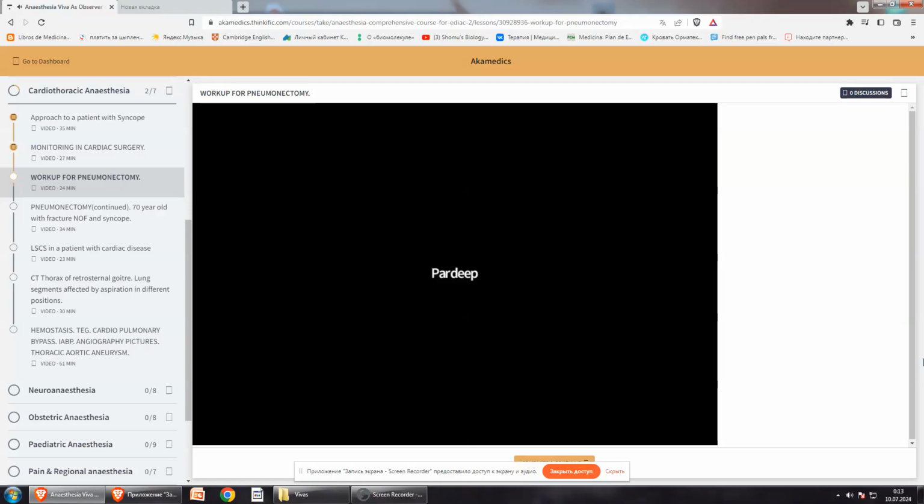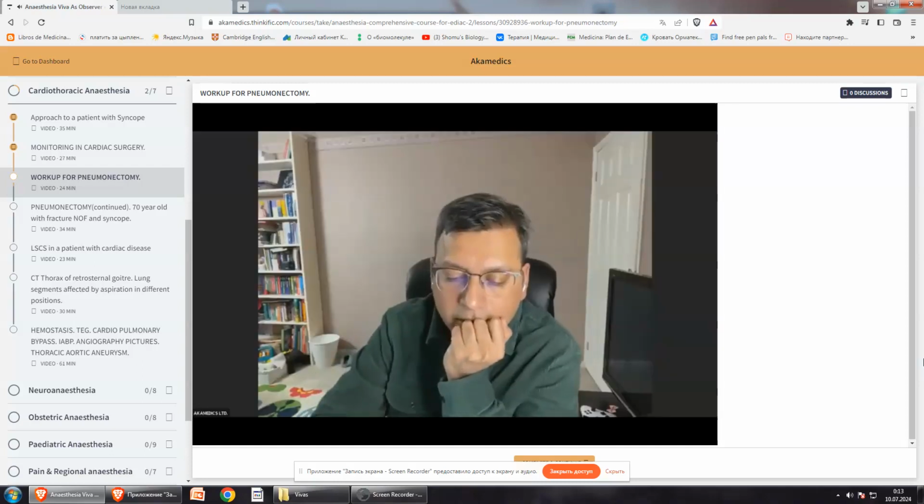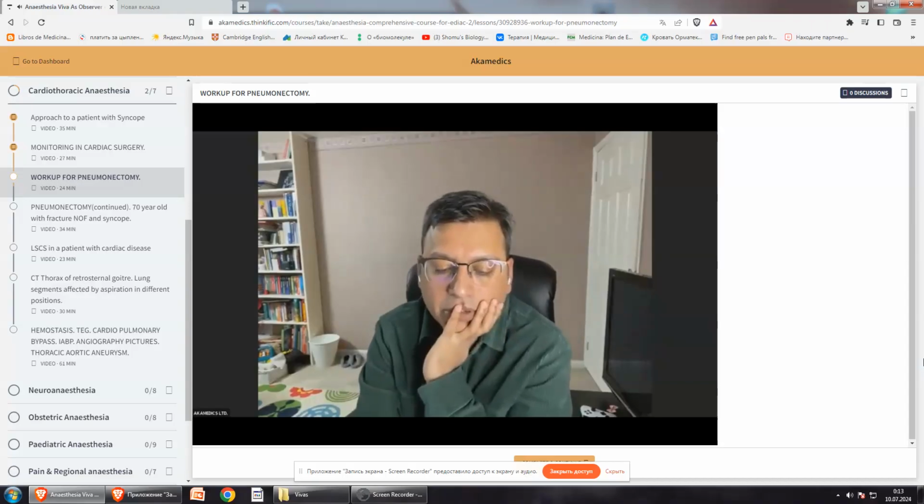Yeah, for METs, climbing 1 flight of stairs is around 4 METs. If it is 5 flights, then it's around 6 METs. So if it is 4 METs, I think VO2 will be around 13 to 15. Yeah, 10 mils. Okay.